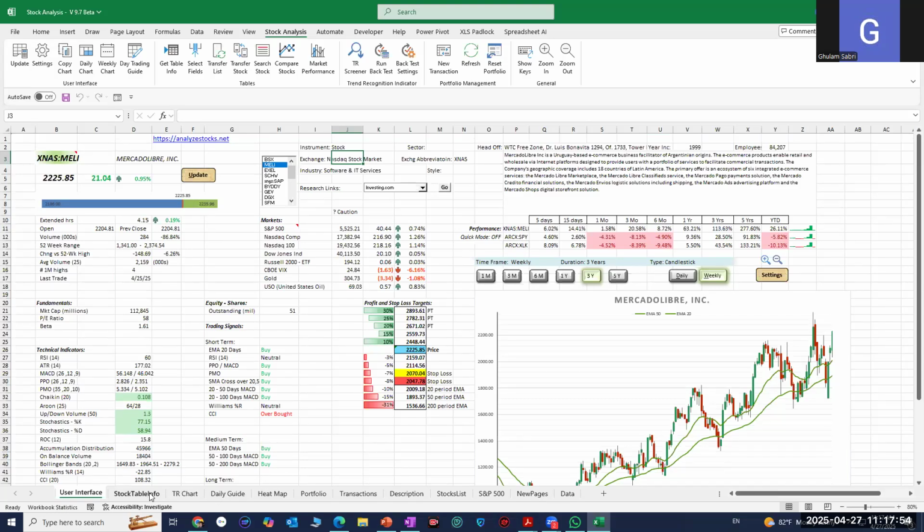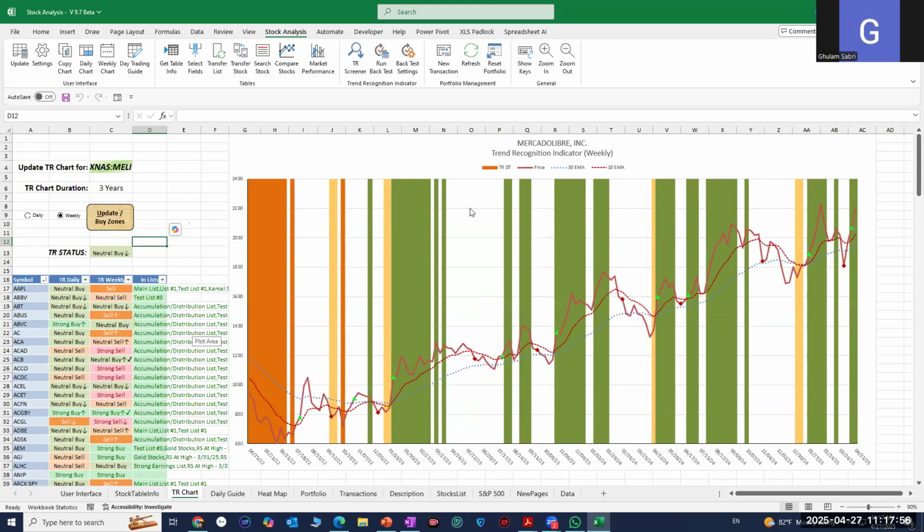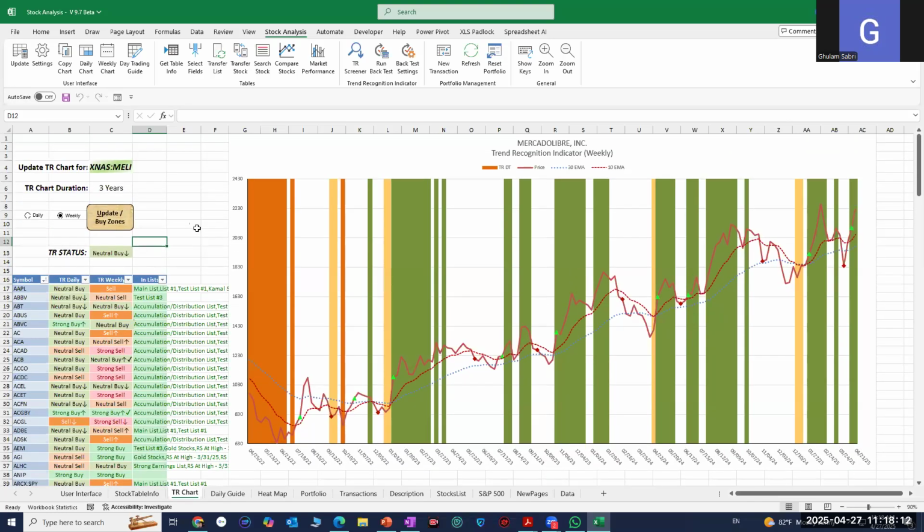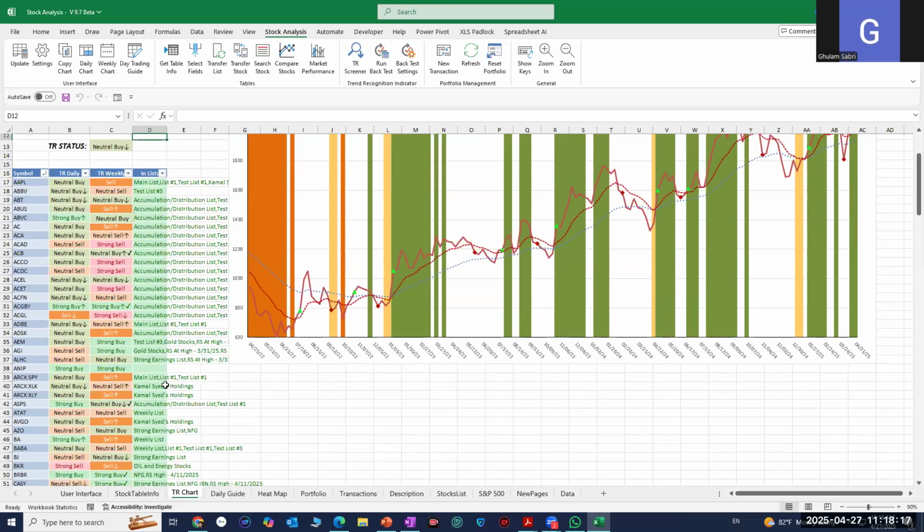And the TR chart itself will calculate, and based on that, it will give us an indication whether it is a strong performer, whether it has been accumulated or distributed, or whether it is showing strong relative strength. So that's how we evaluate these stocks.